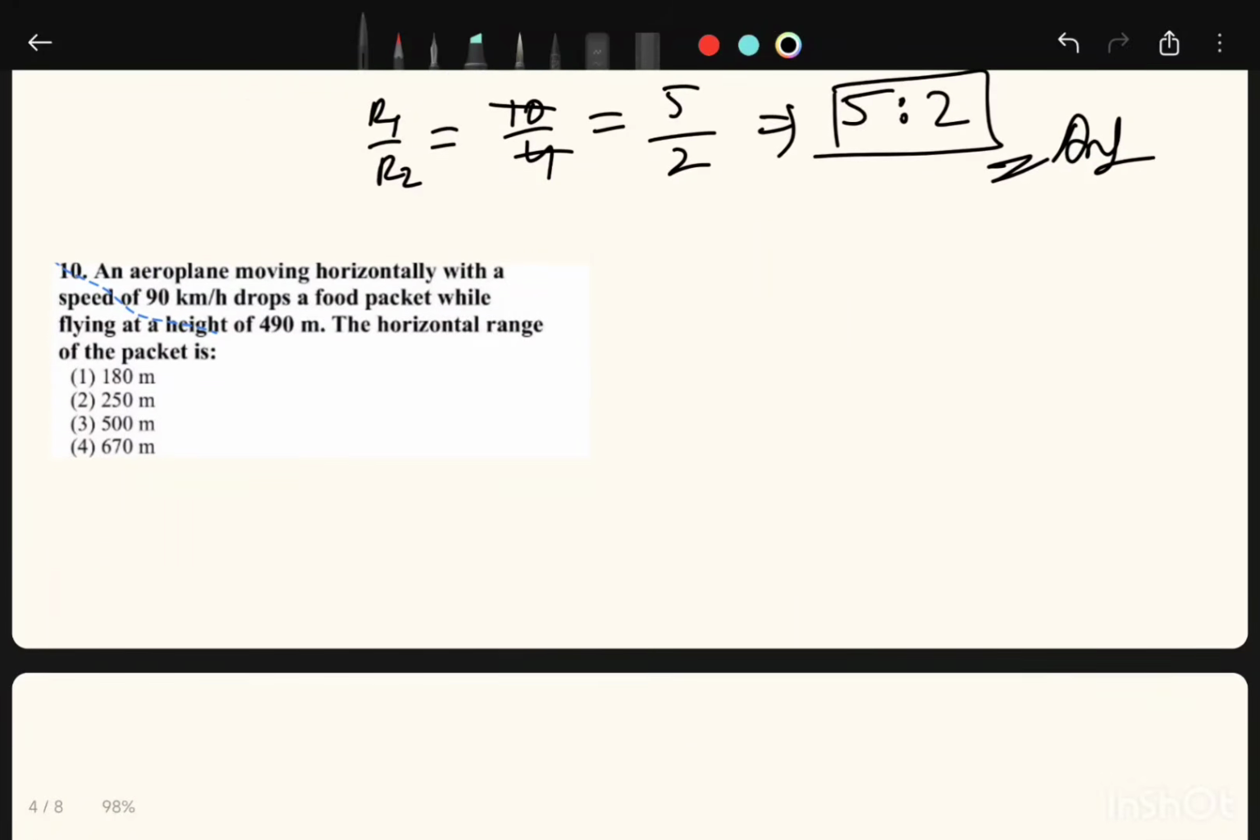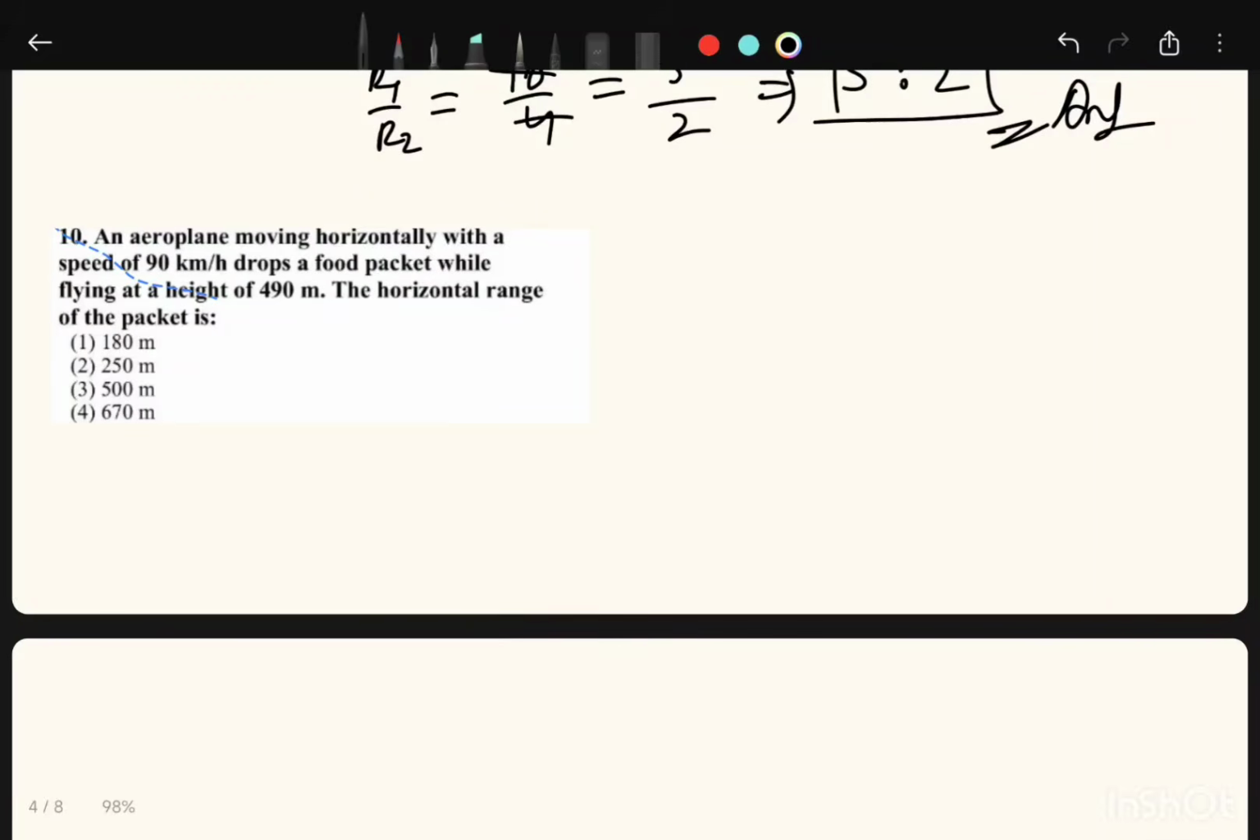So now let me see our question number 10. Question number 10 is saying we have an aeroplane that is moving horizontally with a speed of 90 km per hour, right? So let's suppose the aeroplane's velocity is in this direction, that is 90 km per hour. And the height of this aeroplane from the earth is 490 meter. So due to gravity, the object that will fall from the aeroplane, that food packet, will follow this kind of path.